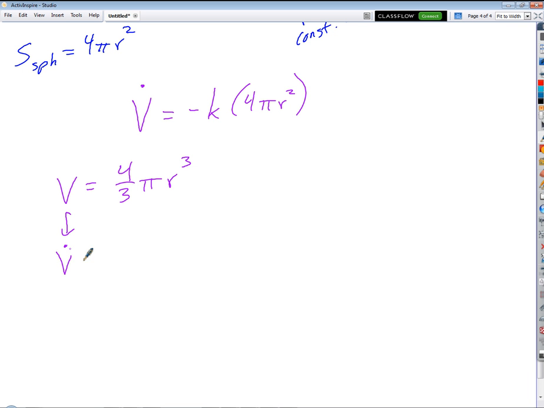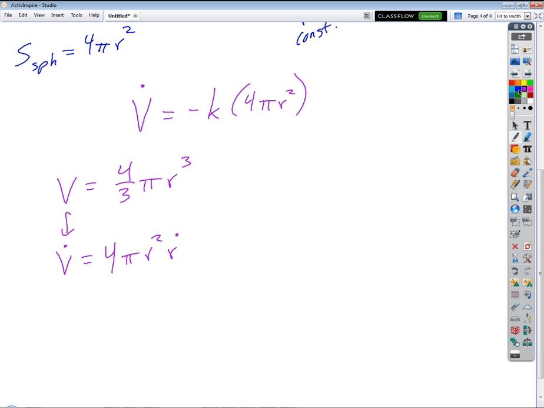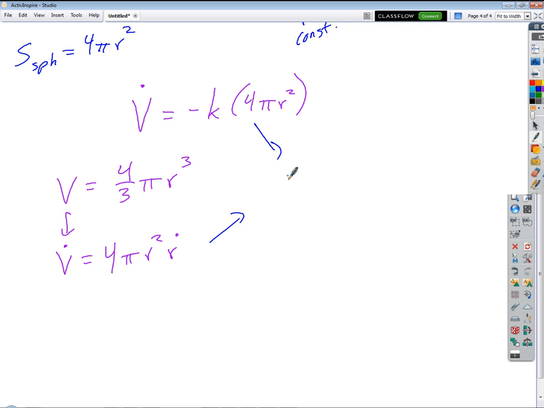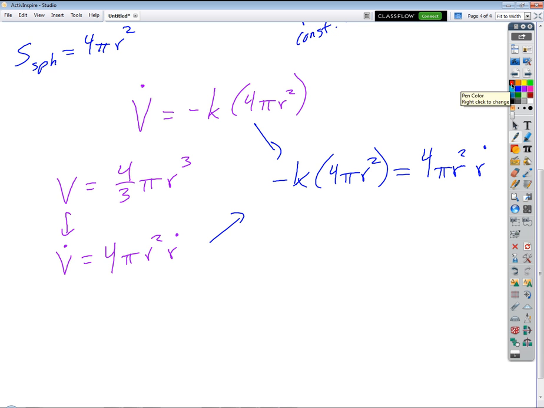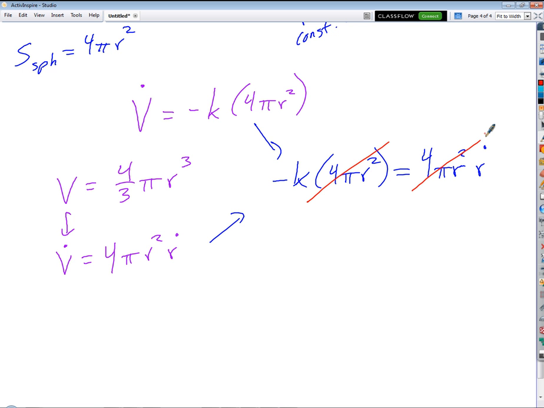V dot equals 4 pi r squared r dot. Okay, so if that's V dot and that's V dot, by substitution I could come up with the equation negative k times 4 pi r squared equals 4 pi r squared r dot. Okay, but I could divide both sides by 4 pi r squared, right? And I come up with the equation then, r dot equals negative k.